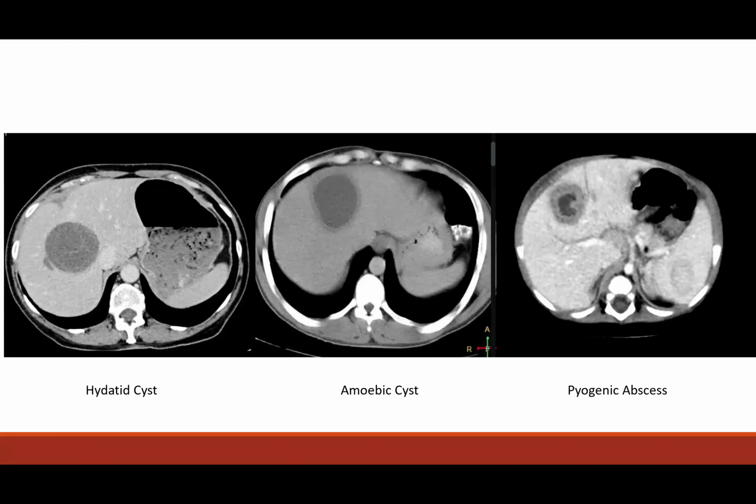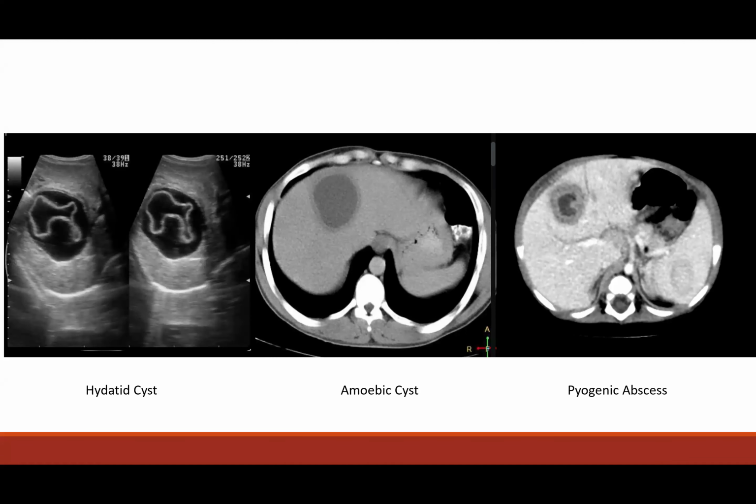And I think it's more easily described on ultrasound, and I think that's an ultrasound picture of what the water lily sign should look like. In terms of amoebic cysts, they should be rounded, very well-defined lesions like the one you see in this image. They should have an enhancing wall with a peripheral zone of edema, and the thickness of the wall is said to be between 3 and 15 millimeters. You may or may not see fluid debris or septations within the cyst.